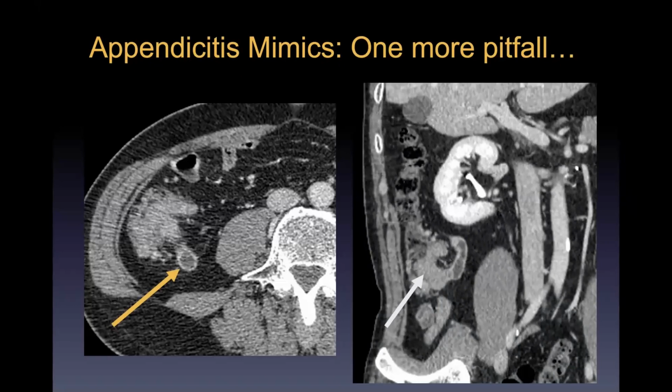Probably better seen on the coronal. There is actually a cecal mass here. That's why the appendix looks like this. There is some obstruction and there is some fluid accumulated in the lumen because of an obstructing cecal mass.